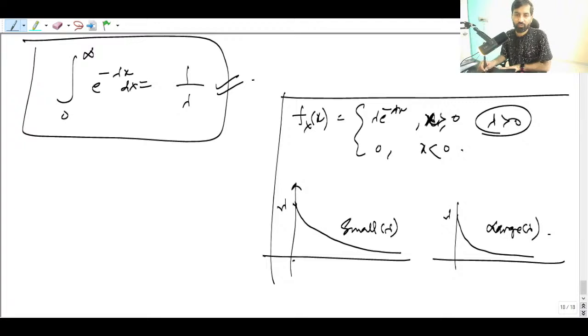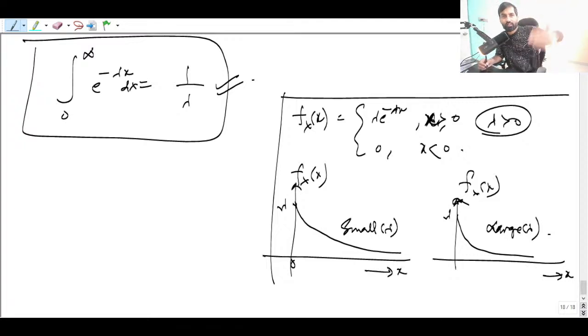At 0, the density function is lambda only. You can plot it. So if this is x, and the lambda is small, it is going to decay slower only, right? Please remember this, this is important. I think this is clear for all, right? So you guys can just understand these points.